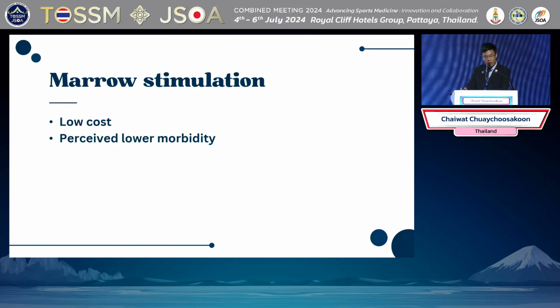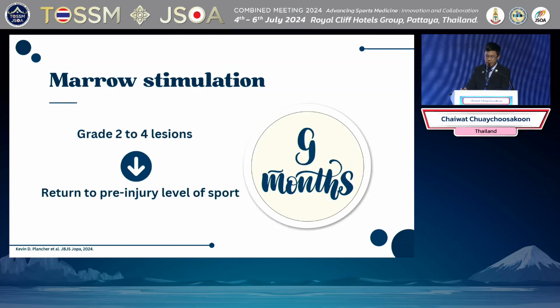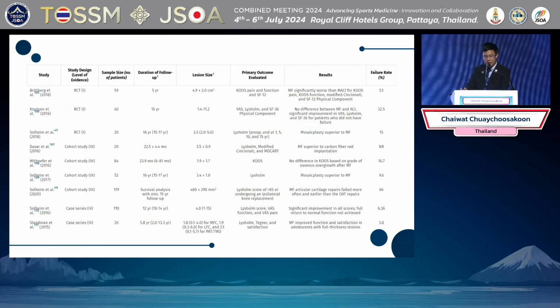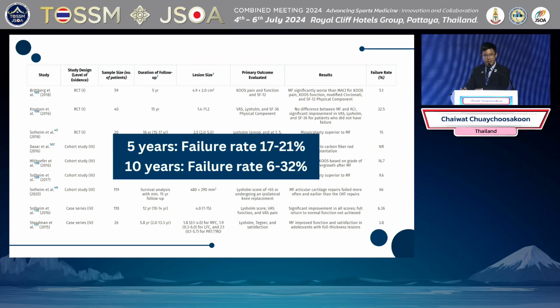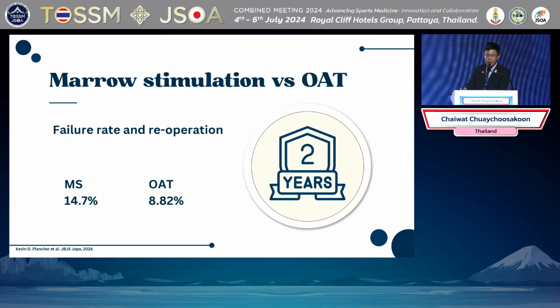This technique is low cost and low morbidity. Some literature shows that when this technique is done in grade 2 to grade 4, the patient can return to pre-injury level in about 9 months. But there are failure rates in this technique too. The 5-year failure rate is about 17 to 21%, and the 10-year failure rate is about 6 to 32%. When comparing this technique to OAT, we found that marrow stimulation has a higher failure rate compared to OAT at 2 years of follow-up.